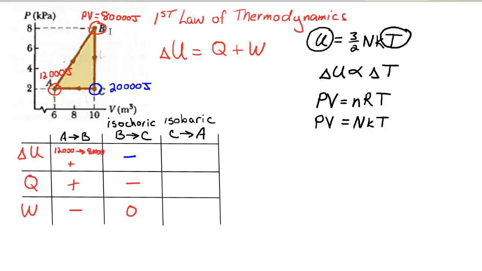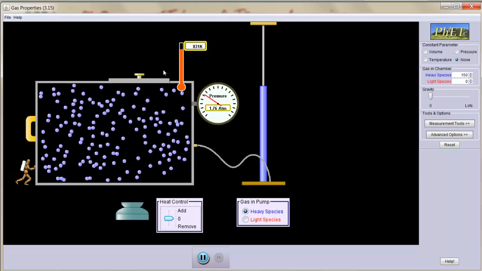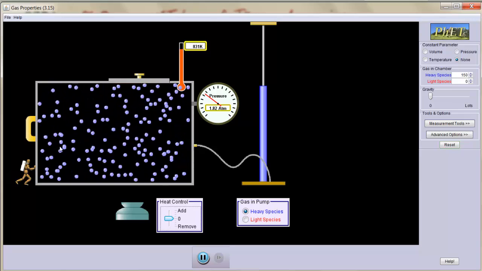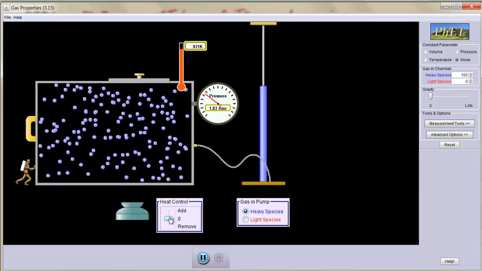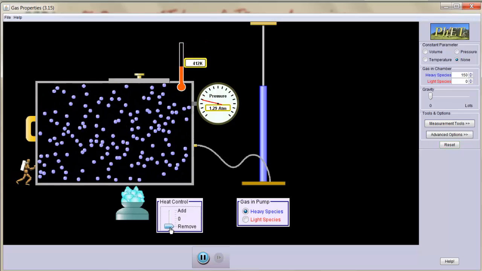Okay, so once again, from B to C, PV drops from 80,000 to 20,000. So because PV is related to temperature, the temperature must drop, but the volume must stay constant. So if I open up my simulation, how can we get this temperature to drop while doing nothing to the volume? Well, all I'd have to do is remove heat. So I put it in an ice bath, and we see that my temperature drops quite substantially.